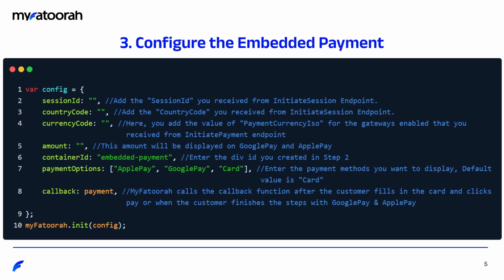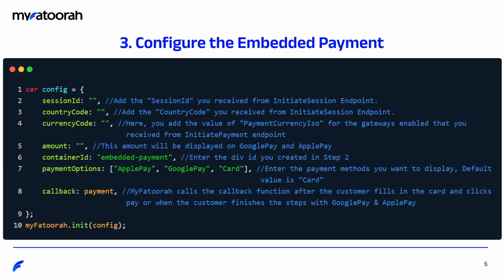Configure the embedded payment in a variable. Call the MyFatoorah.init function with the variable as an argument. To get a session ID to add in the configuration, you have to call the initiate session endpoint. This endpoint will return a session ID and the country code for your account. Each payment attempt has to have a new session ID. The country code is fixed for your account, so you can add it in your code as a static value.